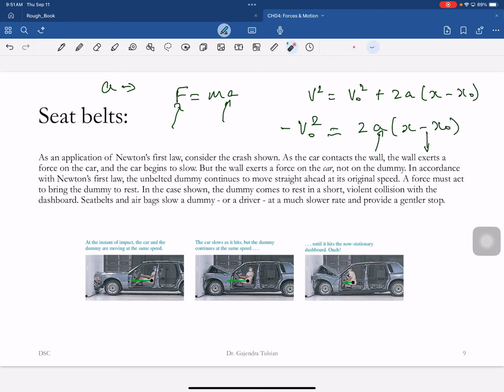All right, so this person is moving forward. If this dummy gets stopped by the steering wheel, which has no give, it's stopping you in a very short distance. The accelerations are great, and that'll hurt. So how do you fix that problem? Airbags. Airbags are stopping you over greater distances, so they're reducing the acceleration. That's what airbags and seat belts do, all right?